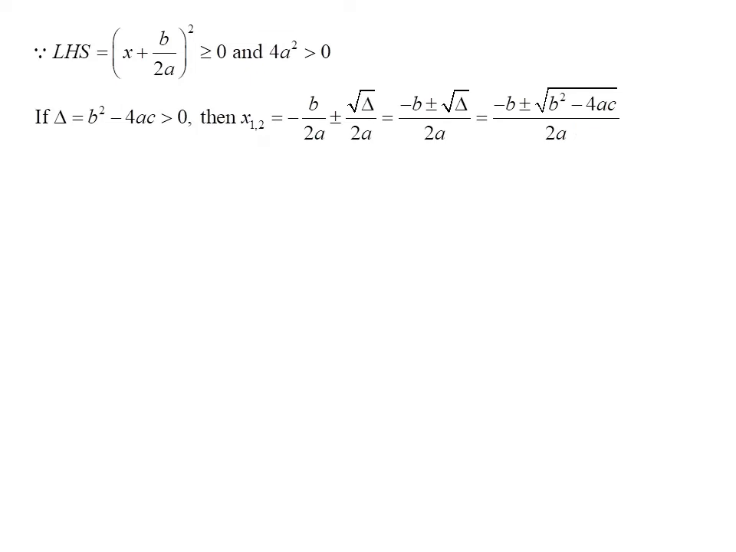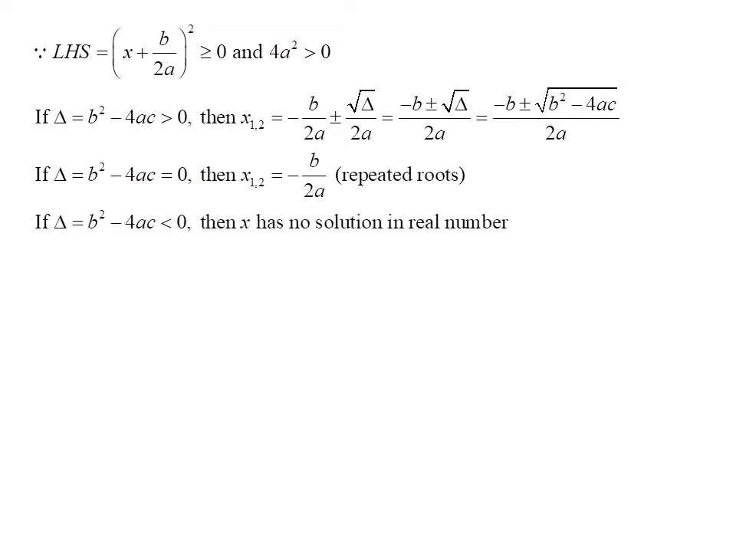The first criterion is that the discriminant is greater than 0. In this situation, there are two distinct solutions for this quadratic equation. The second criterion is that the discriminant is equal to 0. In this case, the quadratic equation has repeated roots. The last criterion is that the discriminant is less than 0. In this case, there is no solution in real numbers for this quadratic equation.